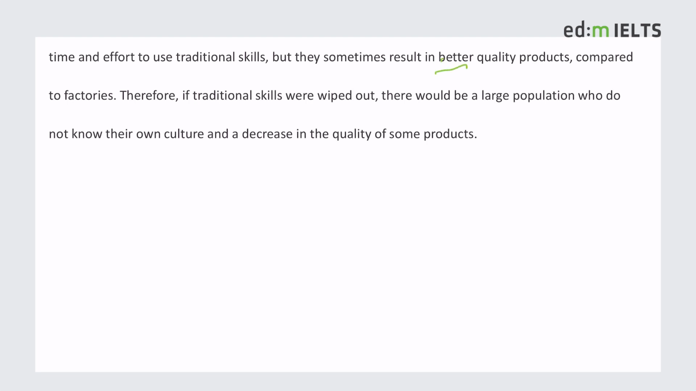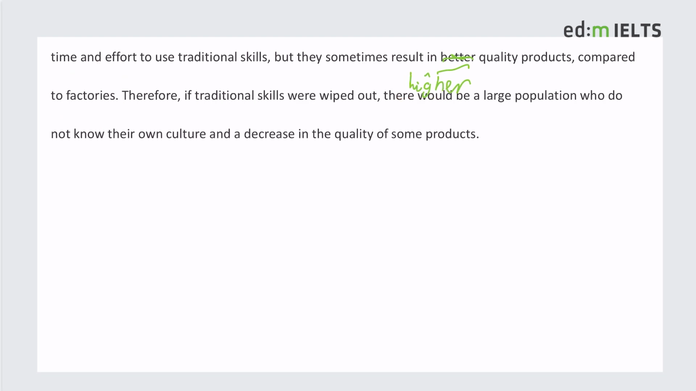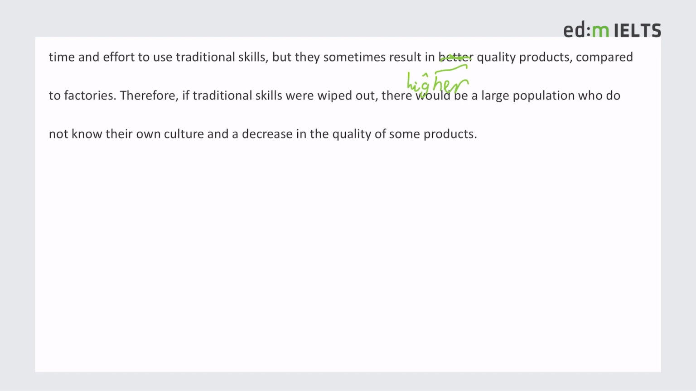Yeah, better's okay, but again, make it a little bit better: higher quality products. I mean, better and higher, they're comparative adjectives. They go with than, don't they? Better than, higher than. So I could say high quality products compared to those produced in factories, but higher than. Higher quality products than those mass-produced, than those products mass-produced in factories or by factories.